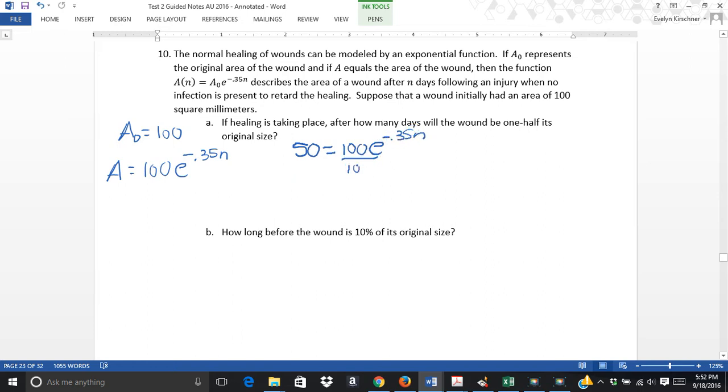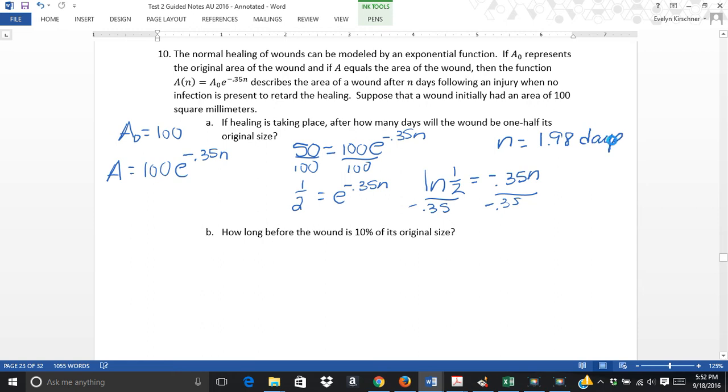So I want to divide by 100, and that tells me 1/2 is e to the negative 0.35 n, and now I'm going to use my definition of a log, which tells me that the natural log of 1/2 equals negative 0.35 n. I can divide by negative 0.35, and I find that n is 1.98 days.